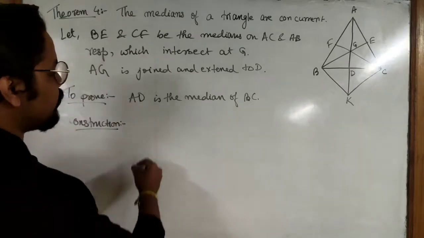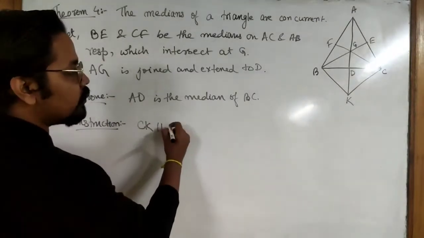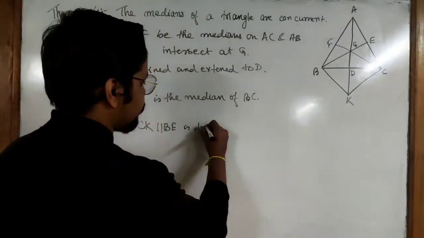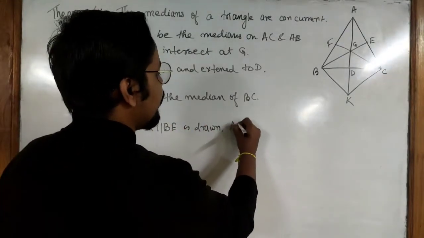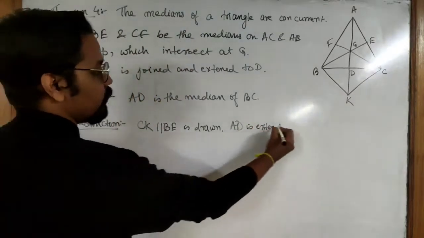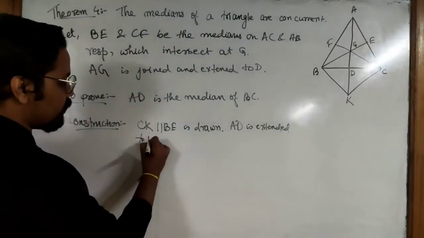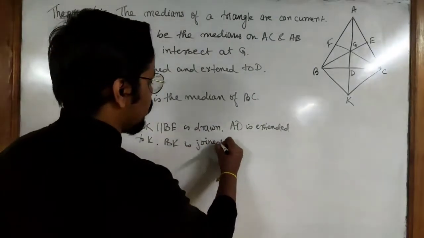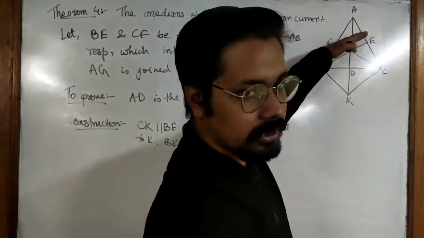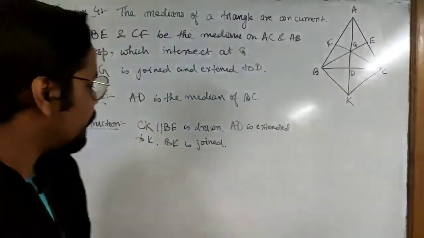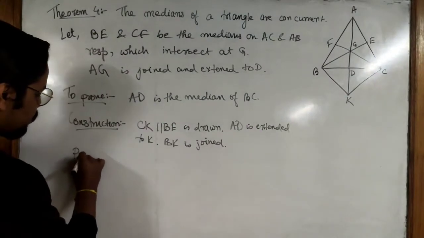And for this the construction that we are doing is that CK parallel to BE is drawn, AD is extended to K, and BK is joined. Okay, so we have CK and BE parallel, AD has been extended up to K, and BK has been joined. So now we start the proof.